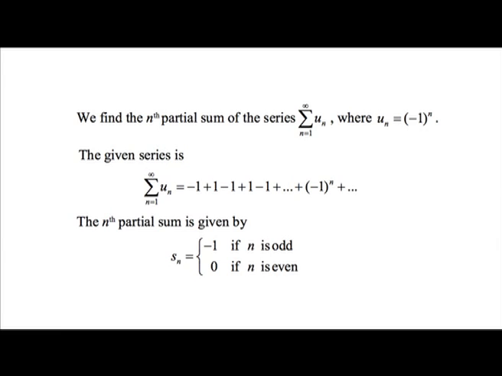We find the nth partial sum of the series summation un, n equal to 1 to infinity, where un equal to negative 1 power n. The given series is summation un, n from 1 to infinity, equal to negative 1 plus 1, negative 1 plus 1, negative 1 plus etc. plus negative 1 power n plus etc. The nth partial sum is given by Sn equal to negative 1 if n is odd, 0 if n is even.